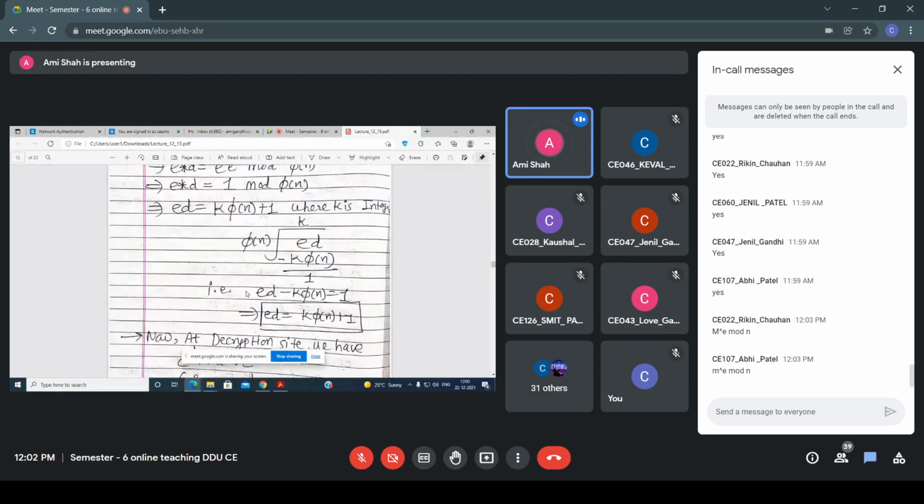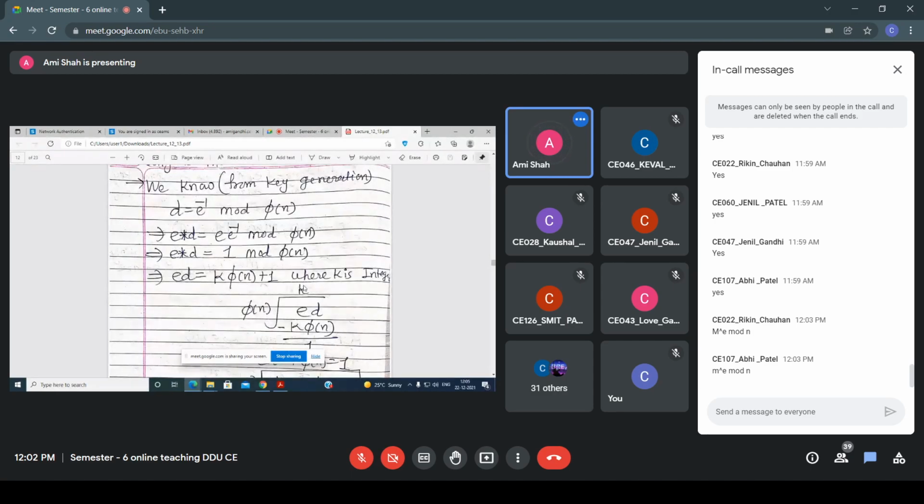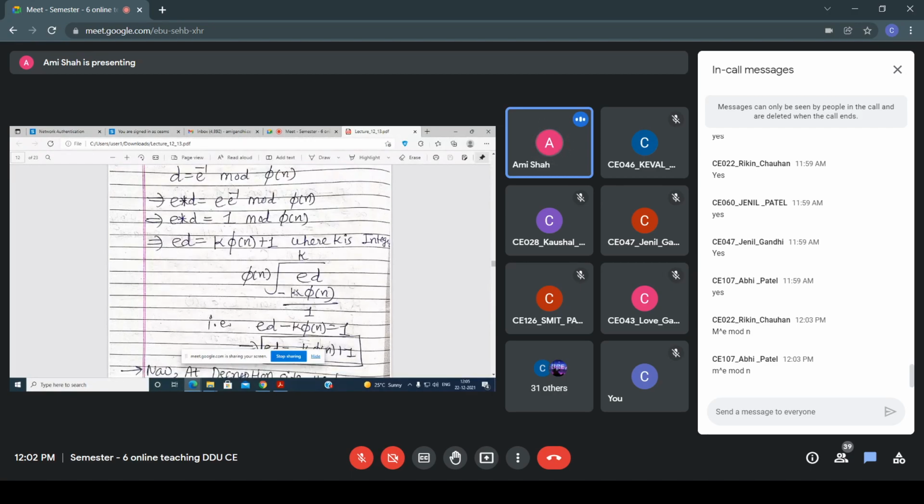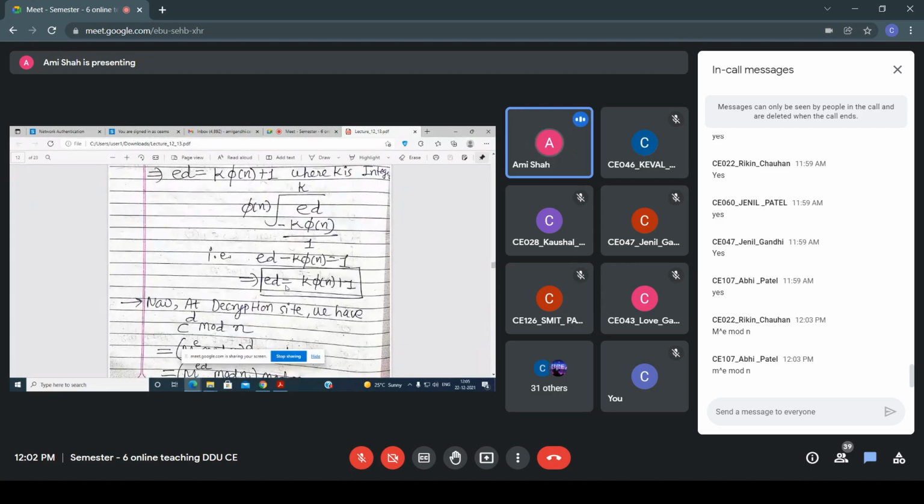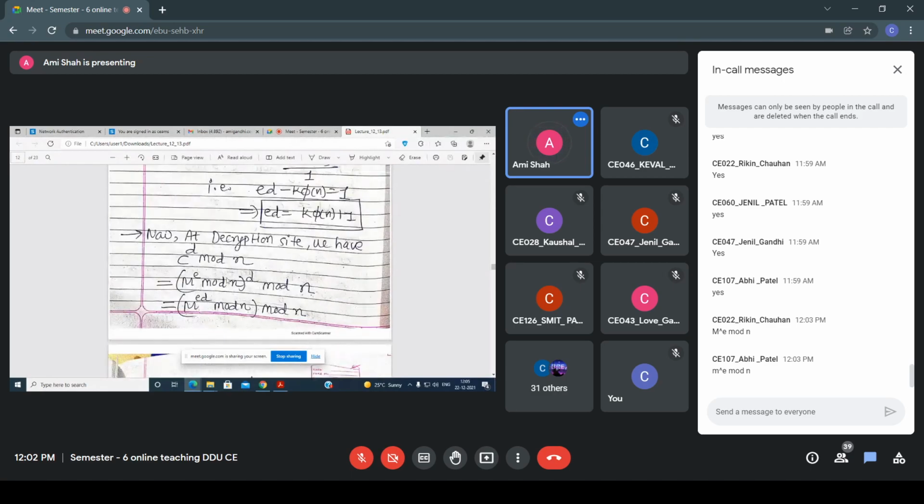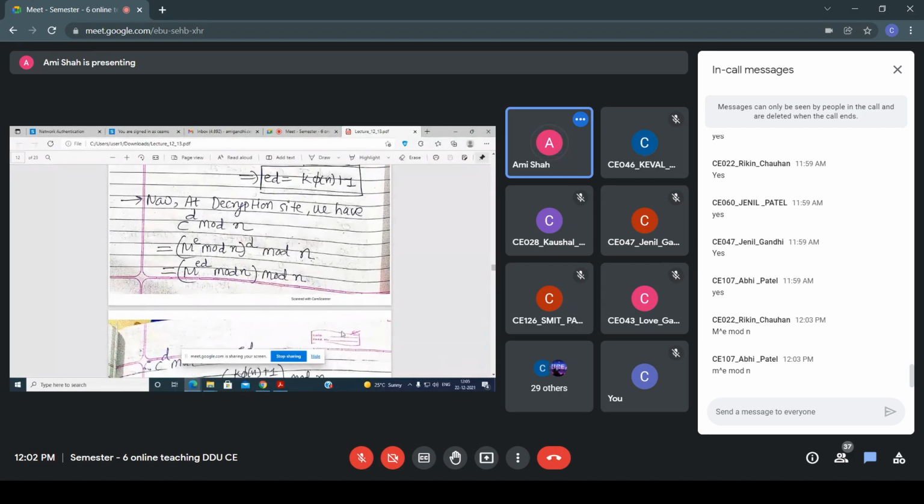Now all of you know that if I divide ed by phi n, I get some integer k, such that ed minus k phi n equals 1, right? So instead of ed, I can write k phi n plus 1. Now I am checking decryption and I want to prove the n. In decryption the equation is c raised to d mod n. Instead of the ciphertext c, you can write m raised to e mod n. So I can write m raised to ed mod n.